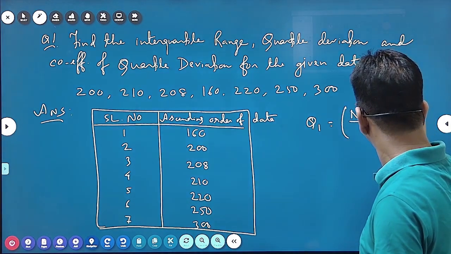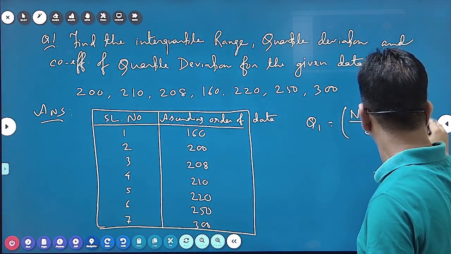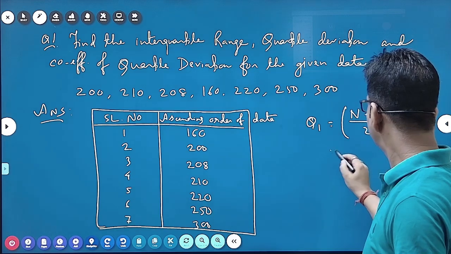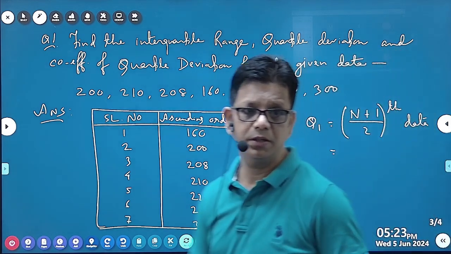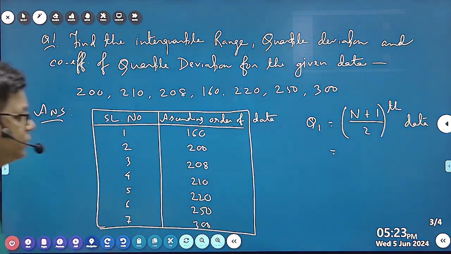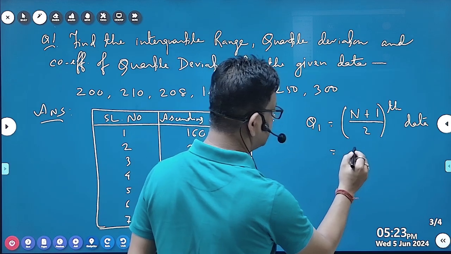This data or this observation. Actually it's written as the size of this data. So directly I'm making it short. Getting it? Now n means what is there? 7. So 7 plus 1 is 8.